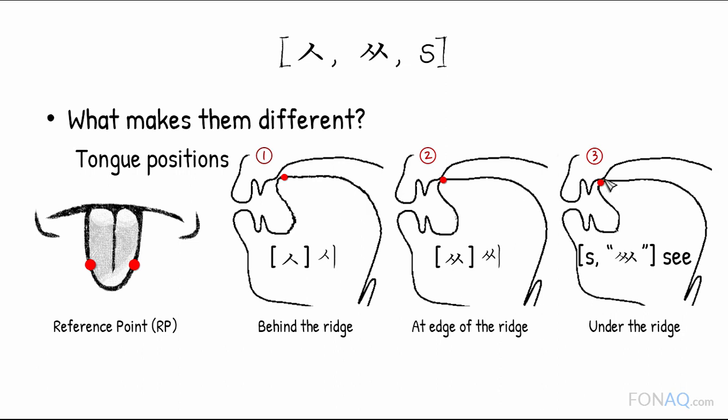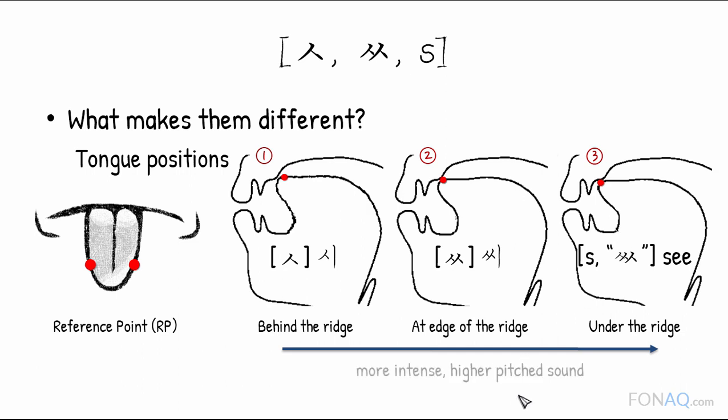Everything else, mouth shape, tongue shape, and height, are virtually the same for the three phonemes. As we move the tongue towards the ridge, past it towards the upper teeth, we go from Shio to Sangshio and to S, each time creating more intense and higher pitched sound. S may well be called Sesangshio, if that helps you picture the sound, although such thing does not exist.